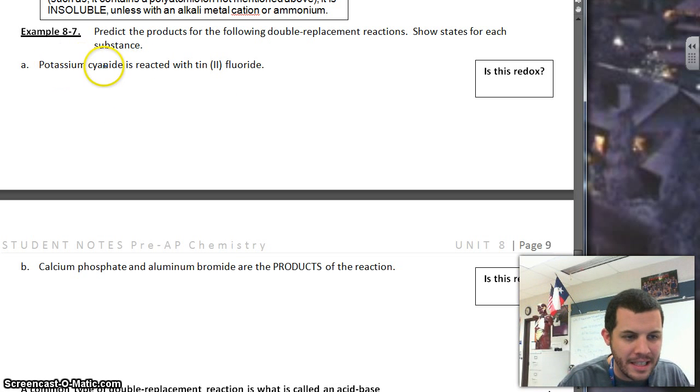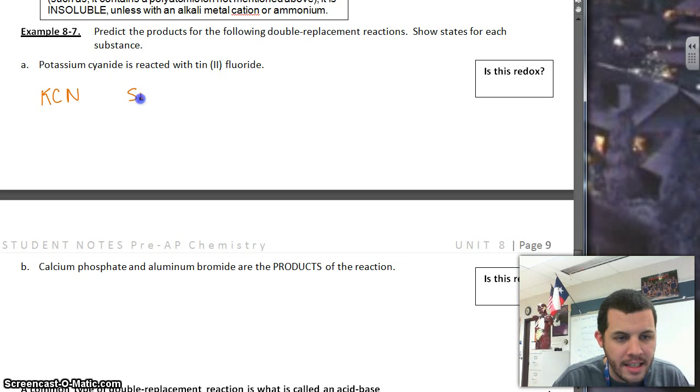So I've got potassium cyanide, which is KCN, and that's reacted with tin(II) fluoride, SnF2.